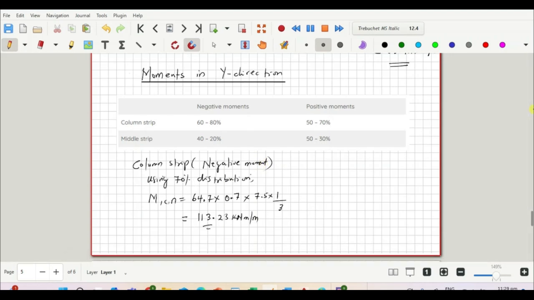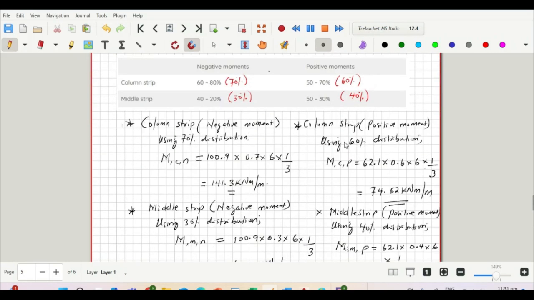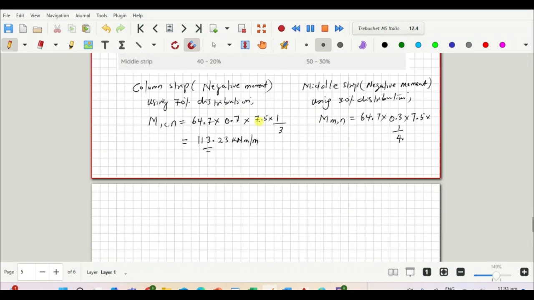Again, let us look at the middle strip, then we'll consider the negative moment. We'll be using 30% distribution. So let's call that moment MMN, and that will be the moment 64.7 multiplied by the percentage 0.3, multiplied by the span LX, which is 7.5, multiplied by 1 on the width of the middle strip in the Y direction, and that is 4.5. Again, if we work this out, we'll have a moment of 32.35 kilonewton meter per meter.